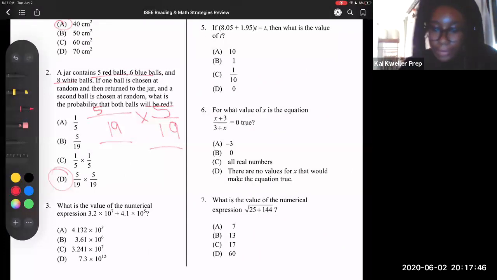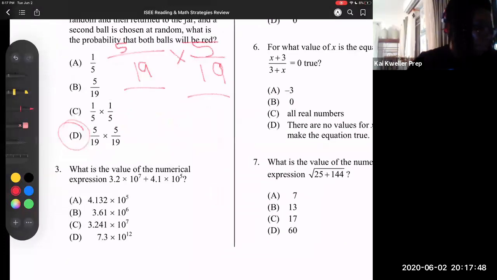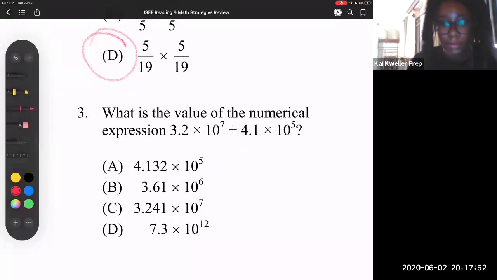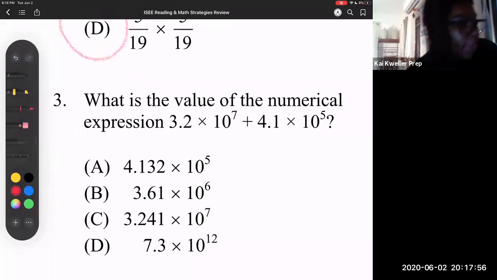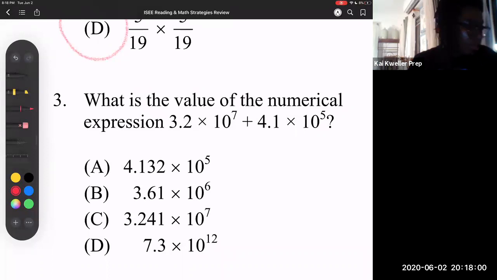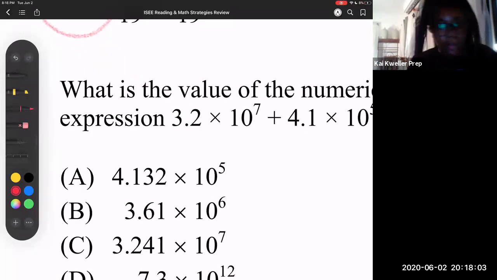Okay, so yeah, that answer is D. Number 3. Okay, so here's a little trick for this one. What they want you to do is take the time, and it might be best to write it out. Yeah, I know my battery's low, it's okay.